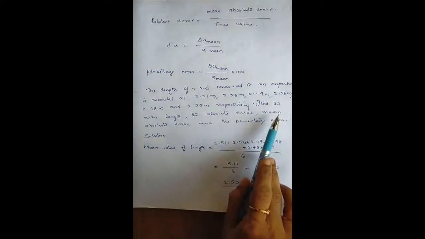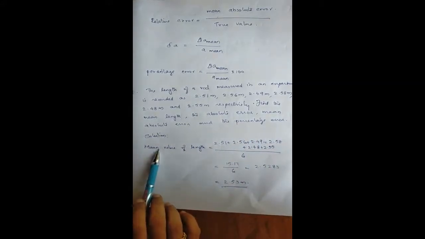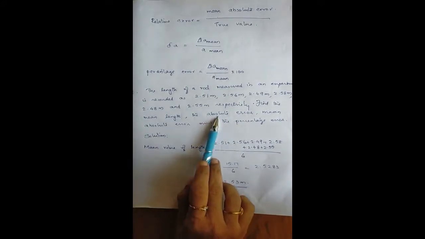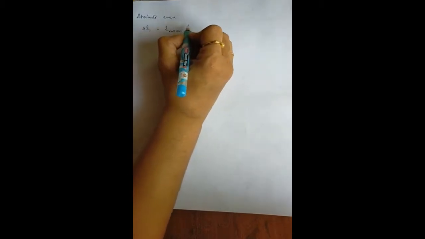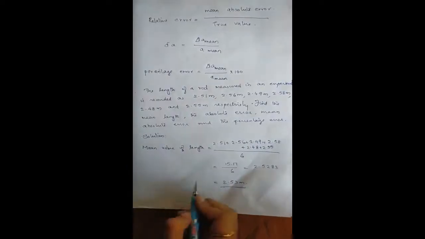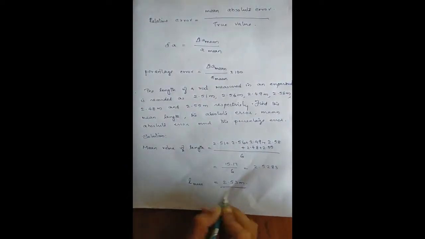Now what about the absolute errors? The next is absolute error and mean absolute error, then percentage error. This is finished, that is mean length. Now we have to find out the absolute error. So the absolute error, that is delta L1. Delta L1 is equal to L mean minus L1. Okay, this is the L mean.